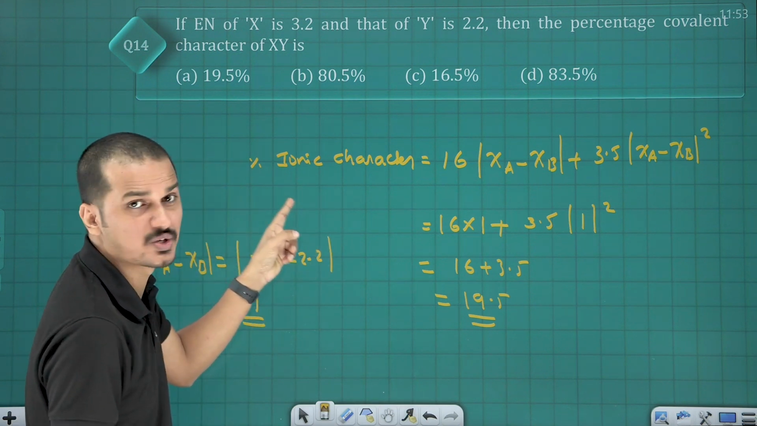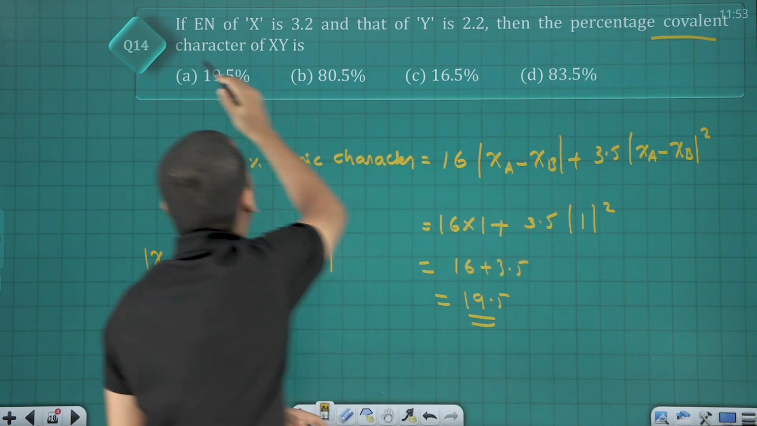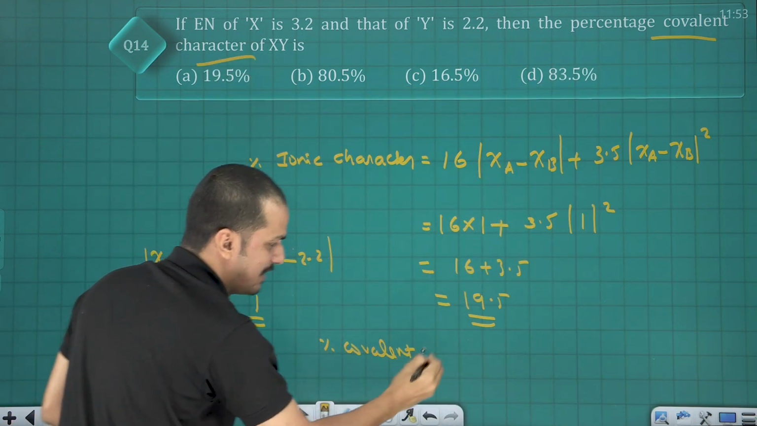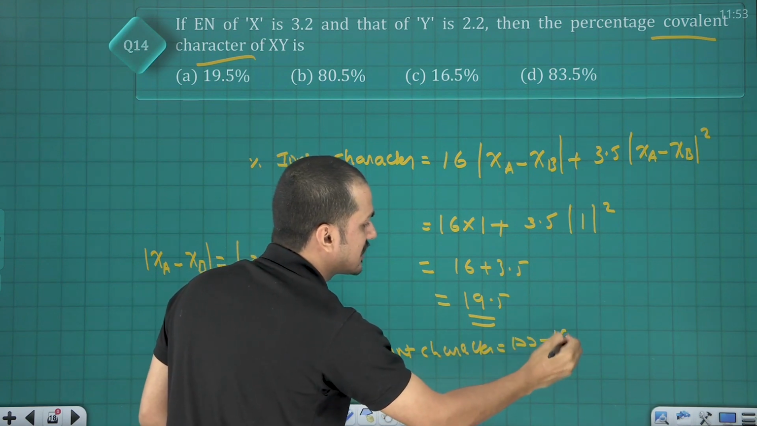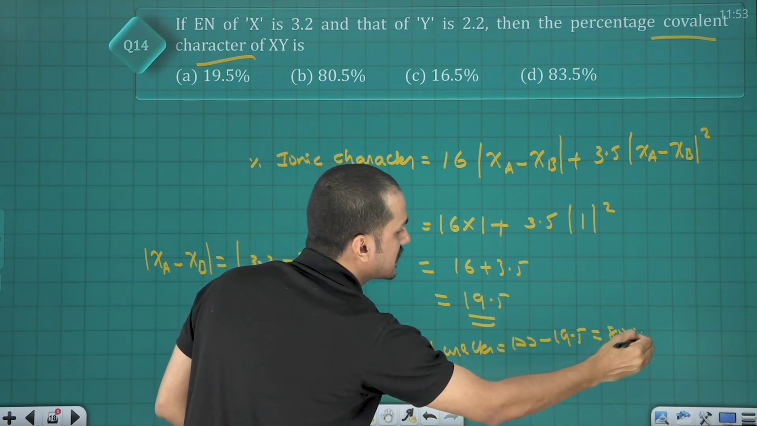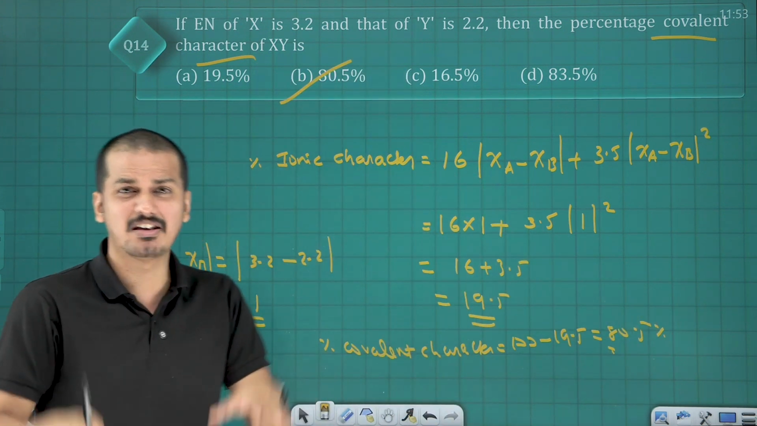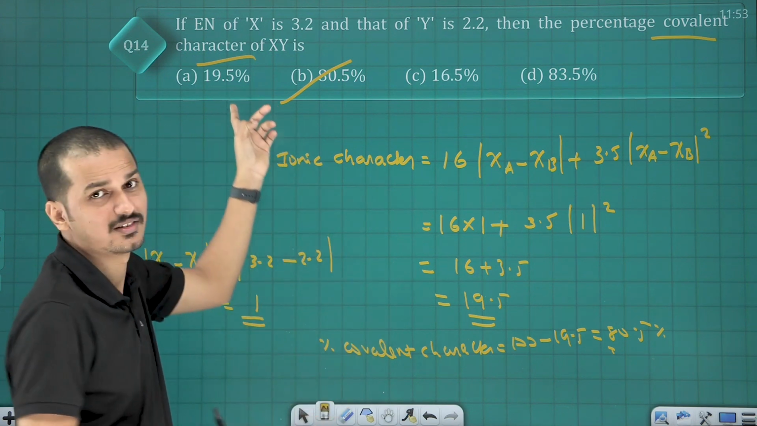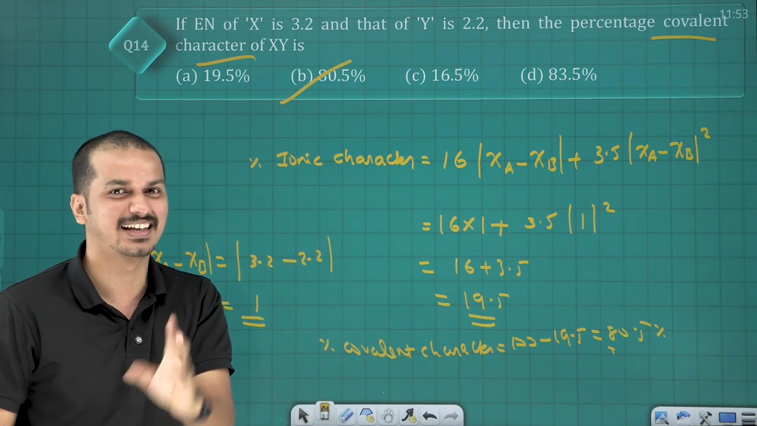But that is not the question. Don't choose option A. They are asking for covalent character. So percentage covalent character is 100 minus 19.5, that means 80.5 percent. Option B. Some students will fall into that trap. Please don't. You have to read the question properly and answer it properly. Ready? Yeah.